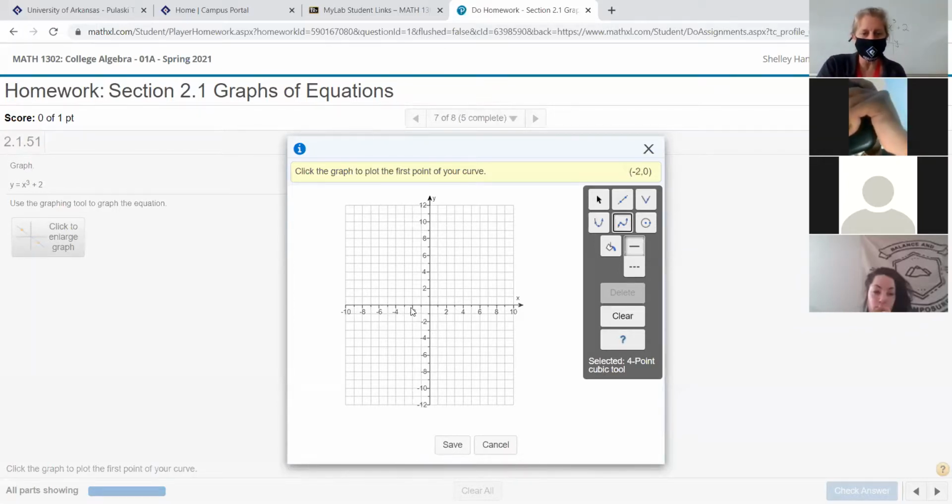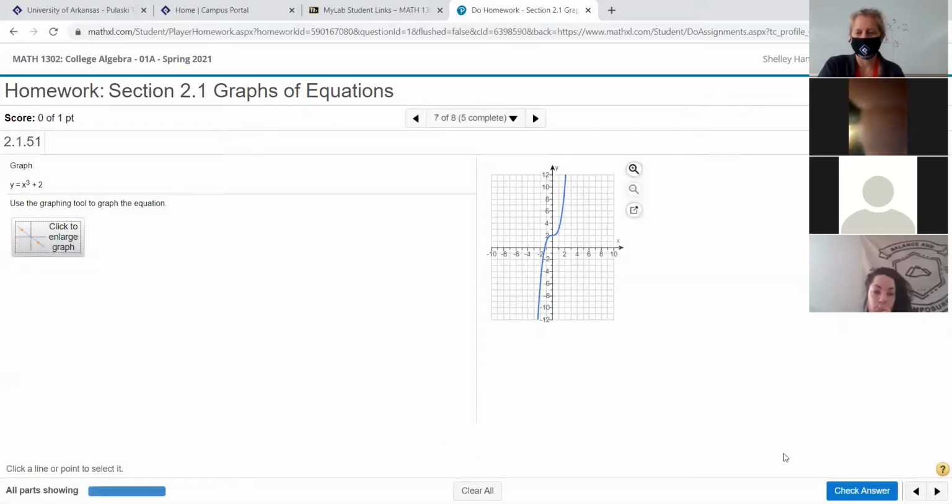So -2, -6, -1, 1, 0, 2, and 1, 3. So you see when I got to that last point, it made that squiggle. Save it and check it.